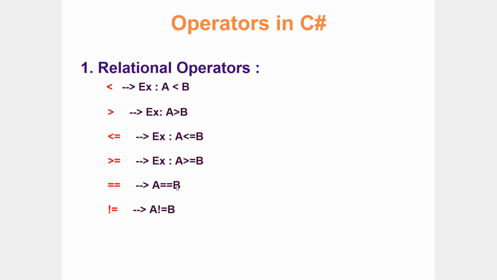Next, is equal to. We're just checking whether both A and B are equal or not. To compare the equality, you'll have to use double is equal to. Not equal to: whether A is not equal to B. If A is really not equal to B, it returns true. Otherwise, it returns false. So these are called relational operators. A relational operator will always define the relationship between two values. Any questions, guys, so far?